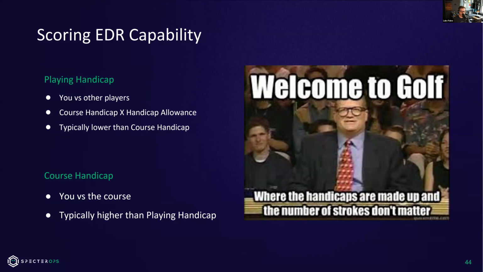It's your course handicap multiplied by the handicap allowance of that course, which is usually a percentage, and it will cut down your handicap. So this results in a lower handicap that indicates that you are better, which makes beating other players more difficult. Follow along with me. And then there is a course handicap, which is just you versus the course and the course's rating. This is typically higher than your playing handicap, and a higher handicap means you are worse at golf, but makes the game of golf easier because you get more strokes back. So just don't worry about that too much. It's just a golf explanation. Next slide.